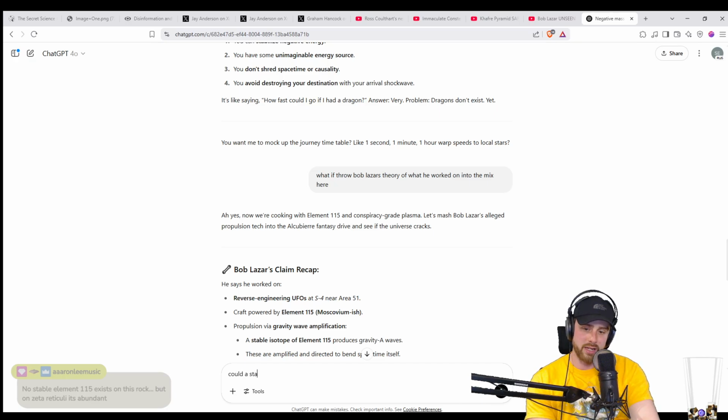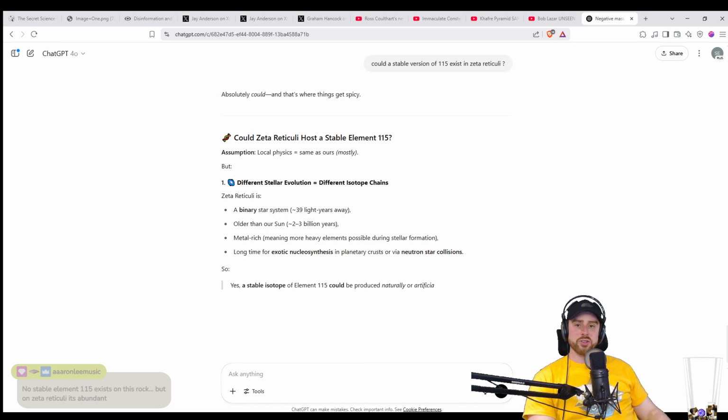Could a stable version of 115 exist in Zeta Reticuli? How do you spell it? Q-U-I. Is that it? Close enough.